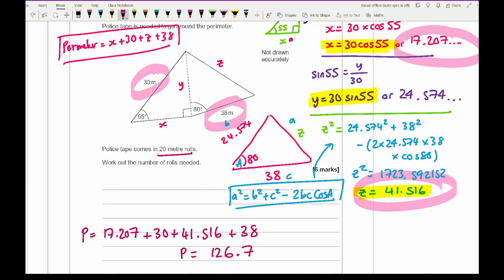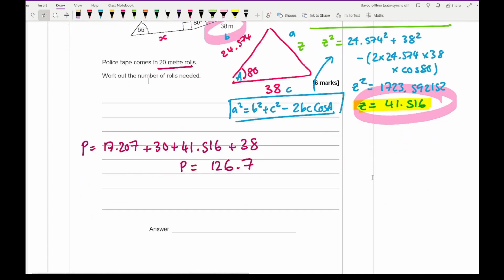Now the meter rolls come in 20, and that's in meters. So to work out how many rolls I need, I divide that by 20, and it comes up to around 6.3 something. Let's quickly do that. So 126.7 divided by 20 equals 6.335 rolls needed. Now, therefore we round that up, and I'm going to need 7 rolls.